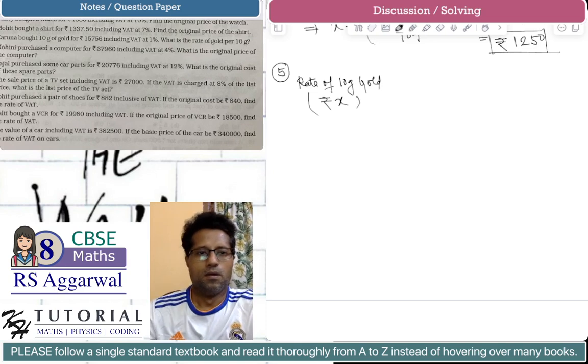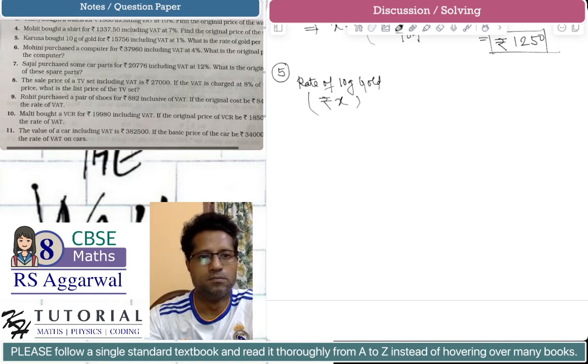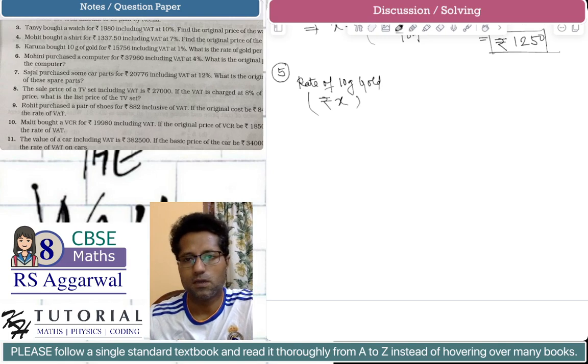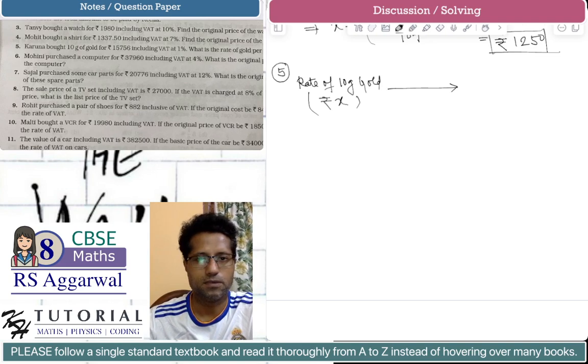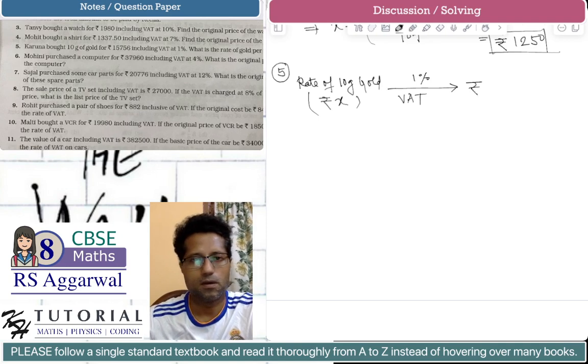Now this price X, which is the original cost of 10 gram of gold, after a VAT of 1%, becomes rupees 15756.